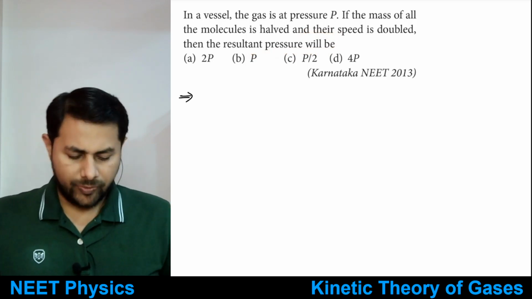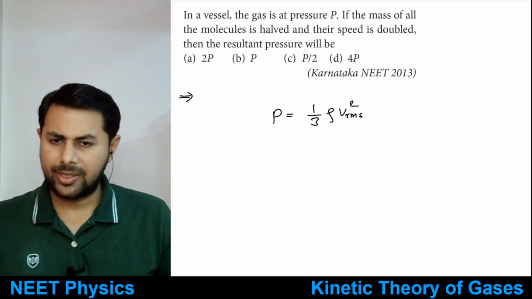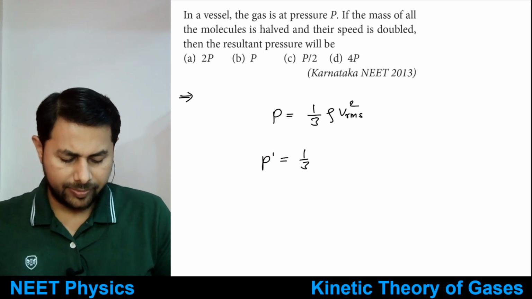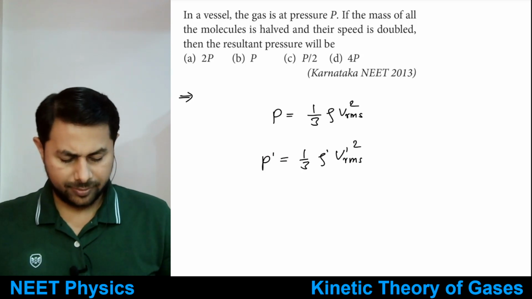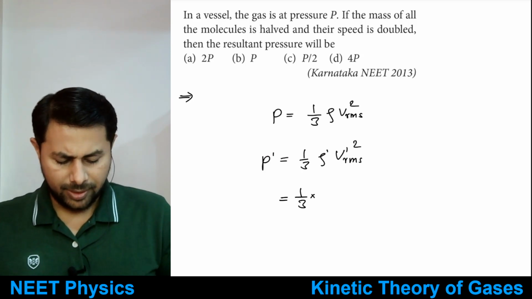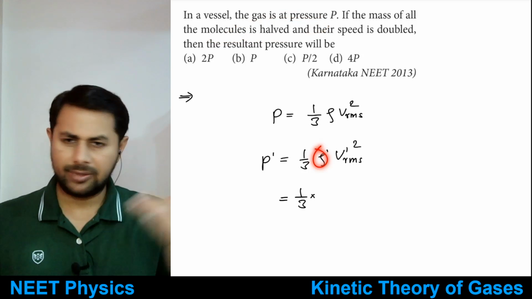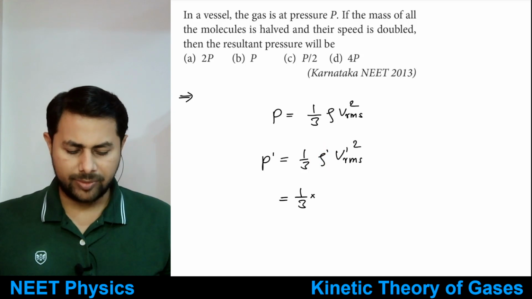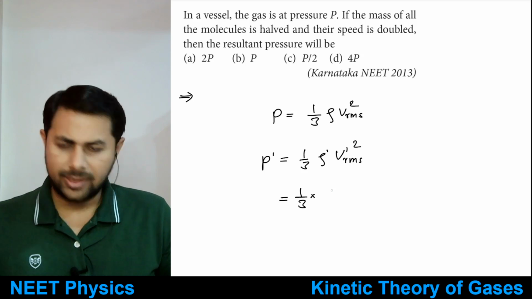So now what formula do we have for pressure? It is 1/3 of rho into Vrms square. So speed is doubled, so we can say P prime would be equal to 1/3 of rho prime times Vrms prime square. Now if mass is halved, what will happen to the density? Density will also become half, because density is mass upon volume, and they have not given that volume is changing. So we can just say the density rho prime is equal to rho by 2.